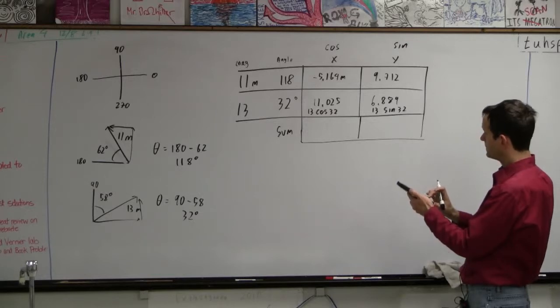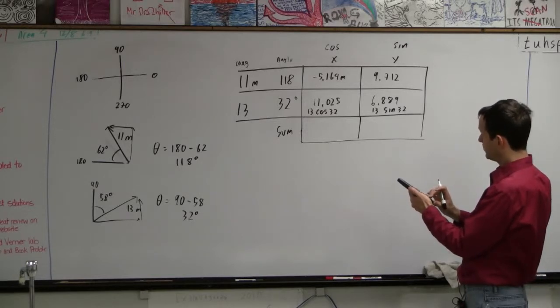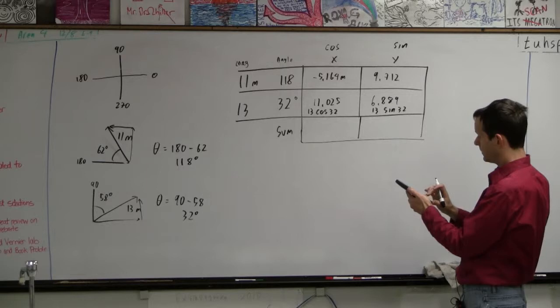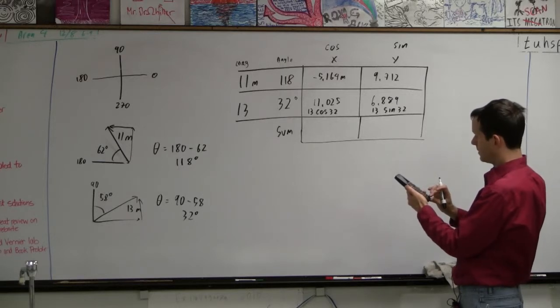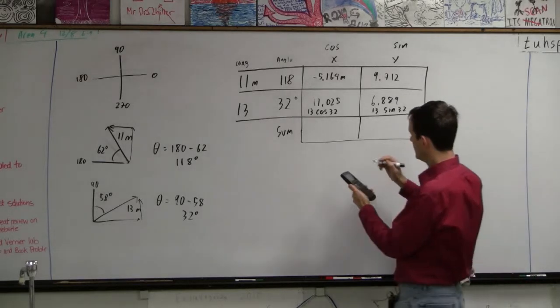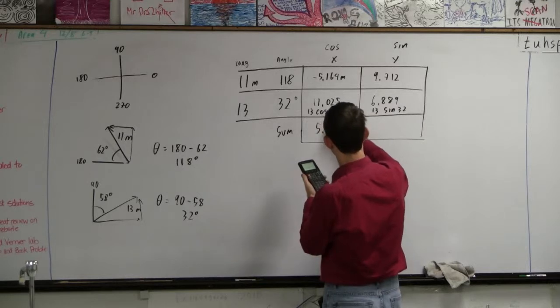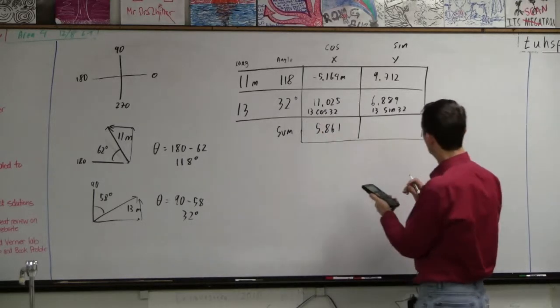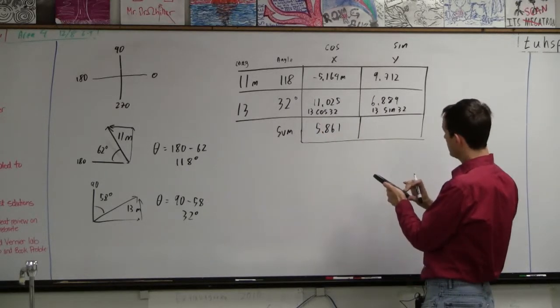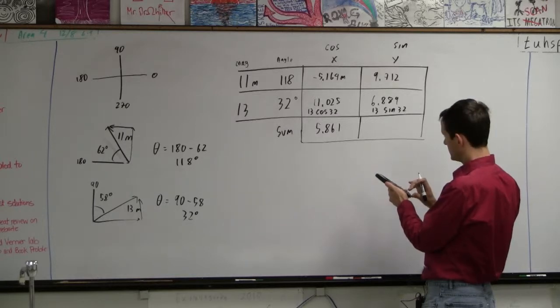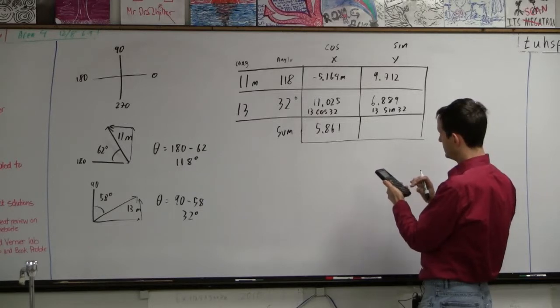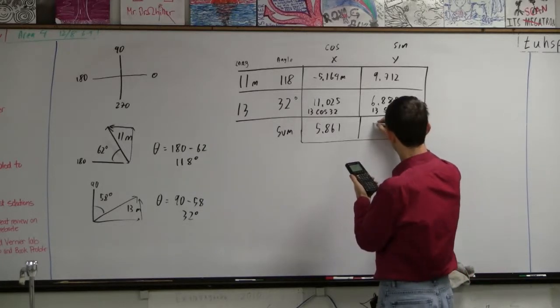Minus 5.164 plus 11.025 is 5.861. Okay. 9.712 plus 6.889 is 16.601.